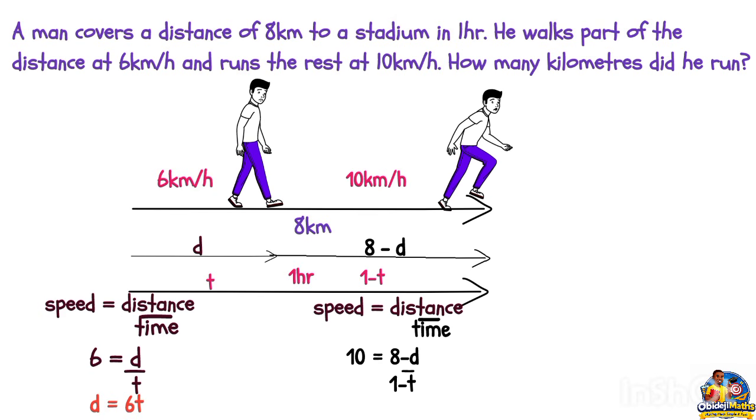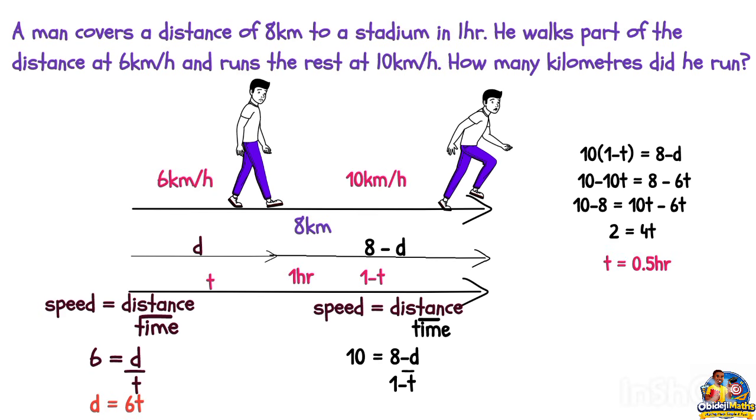10 into bracket 1 minus t is equal to 8 minus d. Open the brackets. 10 minus 10t equals 8 minus 6t, because d is equal to 6t. Collect like terms. So we're going to have 2 equals 4t. Divide both sides by 4, and t will be equal to 0.5 hour.